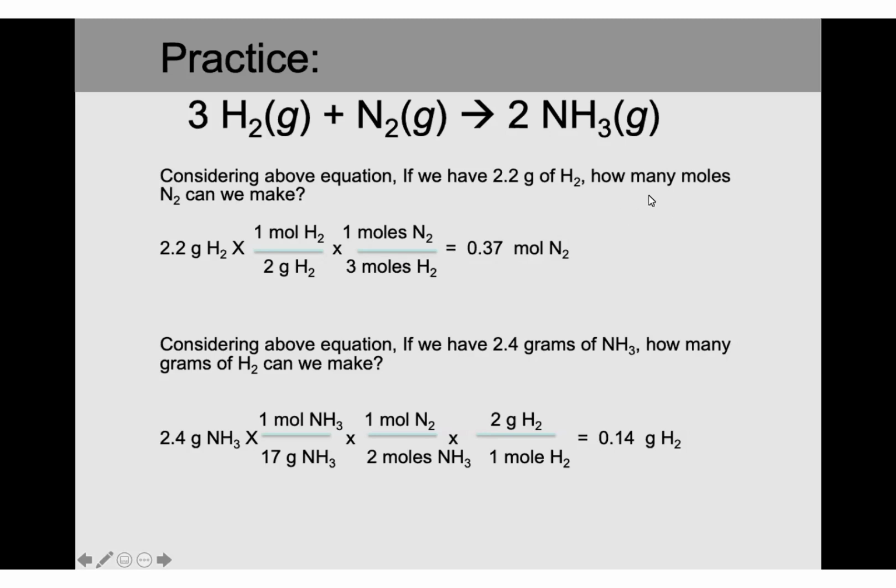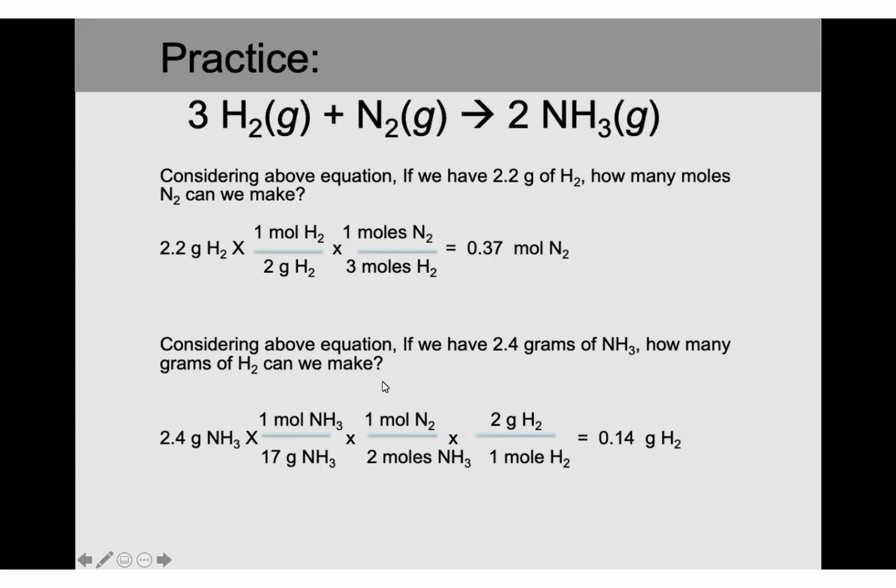Make sure, guys, always double check. We follow the stick figure rule for that. It's better, guys, for your final answer to be in scientific notation. Okay, let's do another one. If we have 2.4 gram of NH3, how many grams of H2 can we make? They gave us a gram of NH3. We use the atomic mass of nitrogen and hydrogen to add up the masses, and we convert to mole of NH3.